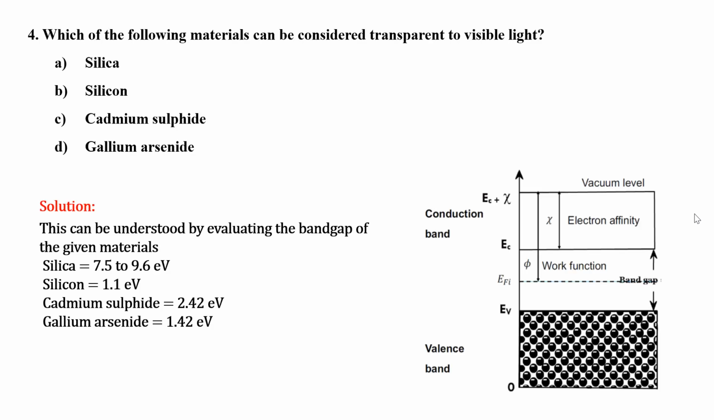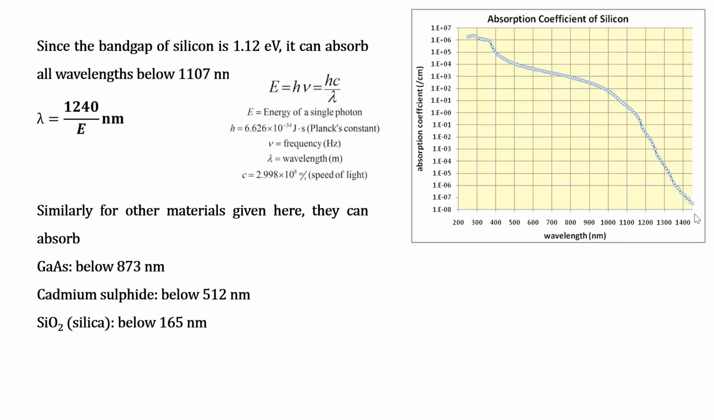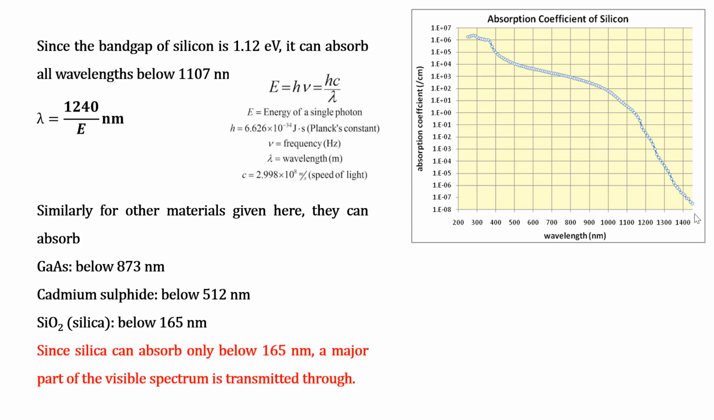So our initial question was, which of the following can be considered transparent to visible light? The visible range is 400 to 700, right? Which of these materials actually allows 400 to 700 to pass through? Gallium arsenide doesn't. Cadmium sulfide doesn't. And silica only absorbs below 165, the rest all will be allowed to transfer. So from 100 to 165 it will absorb, and from 165 onwards, like the entire solar spectrum, it will allow to pass through. That is why it allows the major part of the visible spectrum to be transmitted.